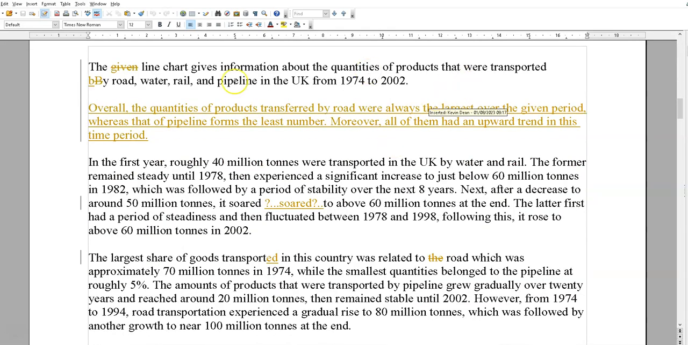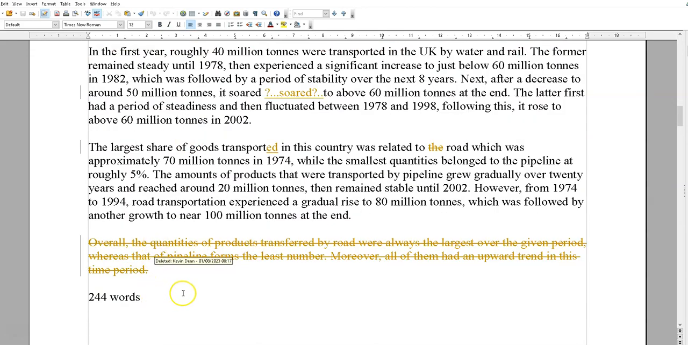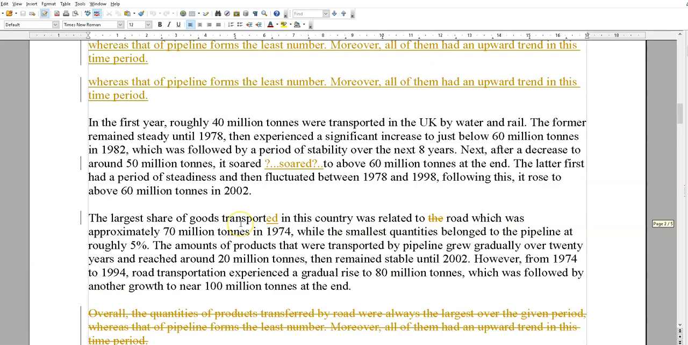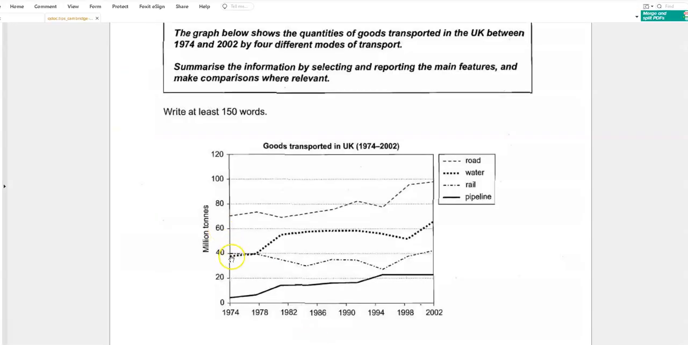So the line chart information, okay. Now, the overview was at the bottom, so I moved it up to the top. And this is 240 words, so it's even longer than mine. So I put the overview at the top, right? So road, the biggest, pipeline, the smallest. All of them had an upward trend, except for rail, because it finishes, was it rail here? It finishes at 40.